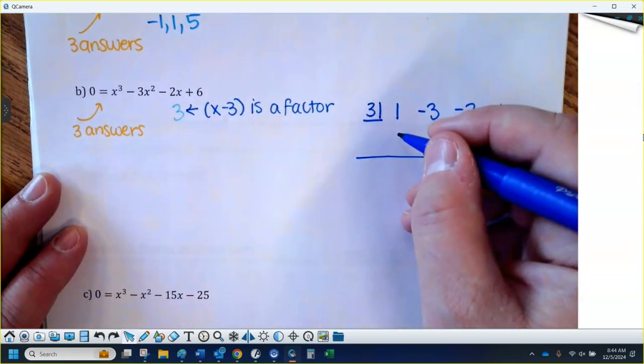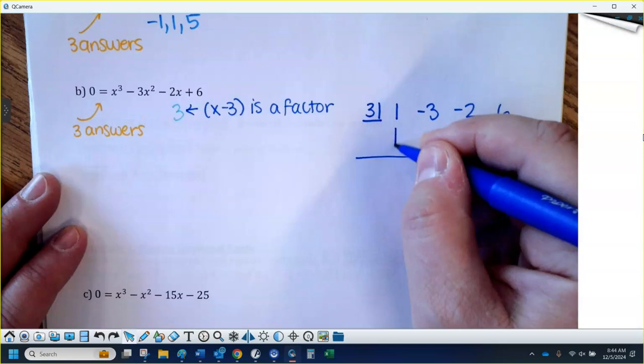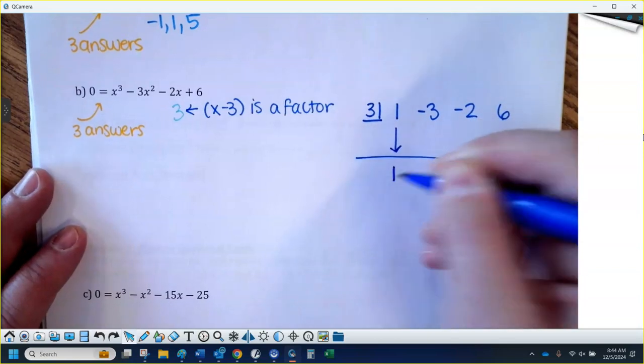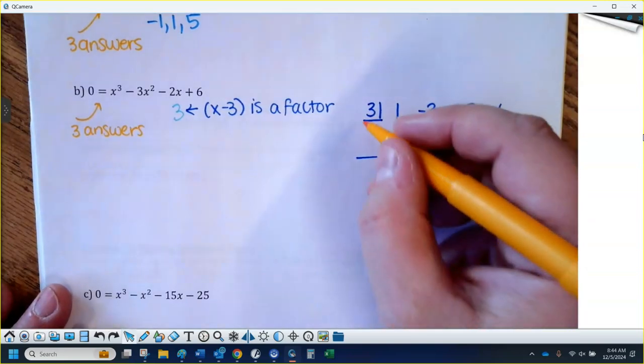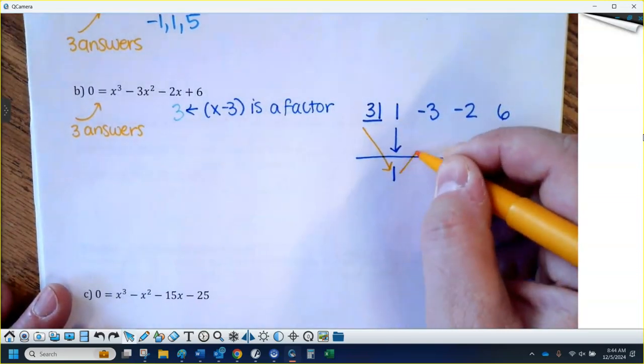All right, very first step is to just bring down the first coefficient and just copy that beneath the line, and then that starts the whole process. Do you guys remember doing this the other day? What do I do next? Okay, multiply by 3 and put it where? Good. So you just multiply here and put it in the next open spot.